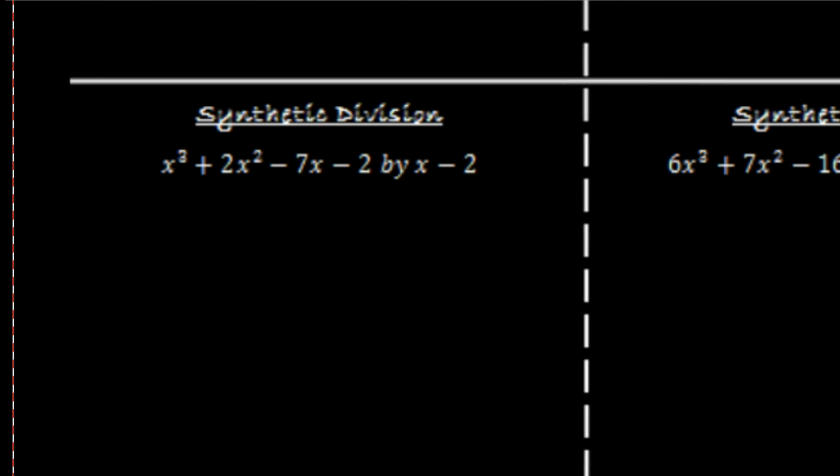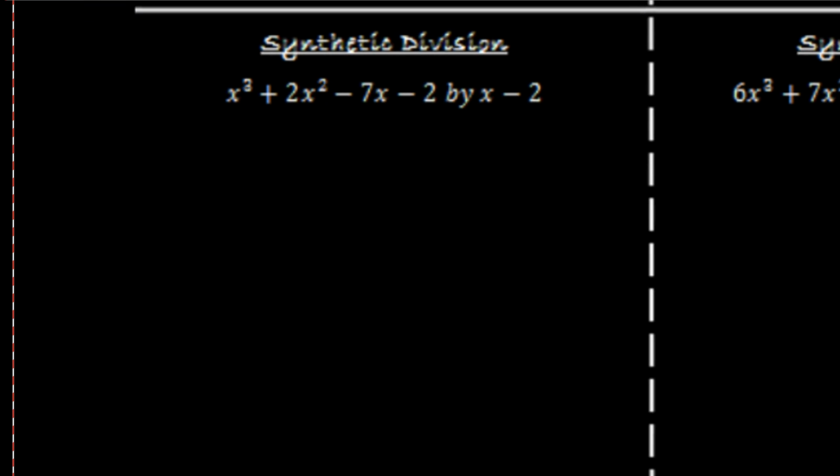So let's just get right into synthetic division. We're going to be doing the exact same problems. So the first thing you do is create an upside down division house that is 2 stories tall, so you can fit 2 rows of numbers inside of it.